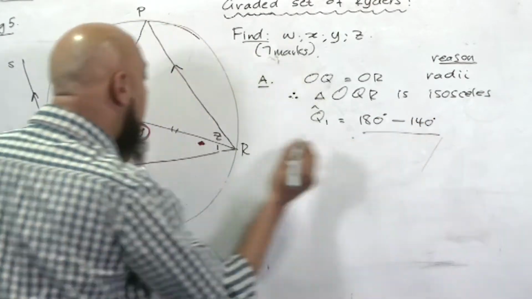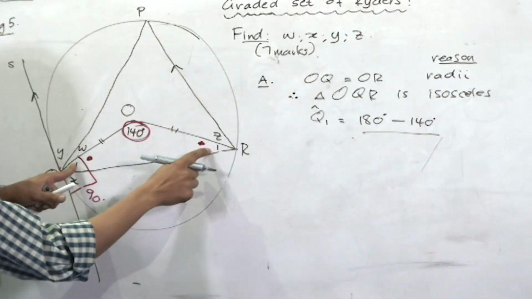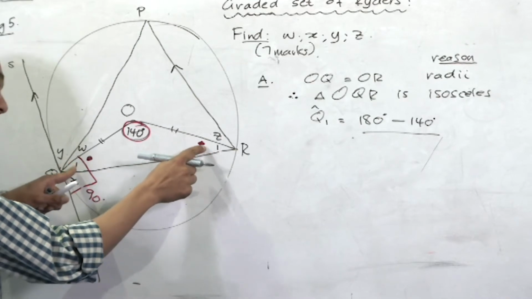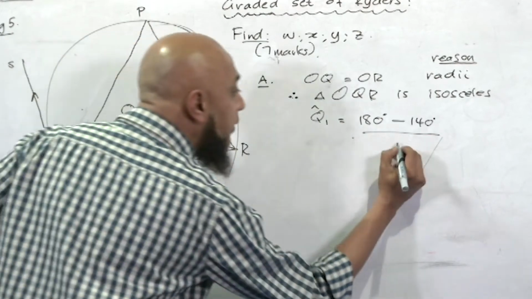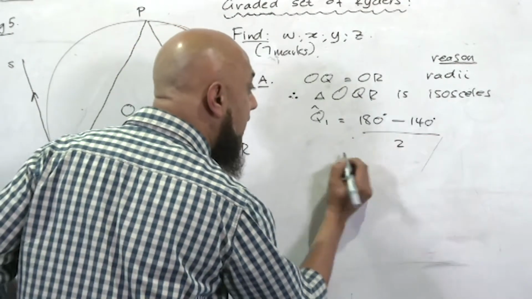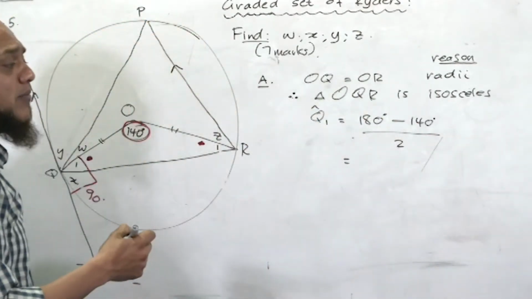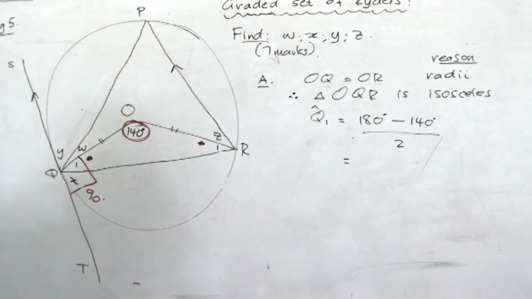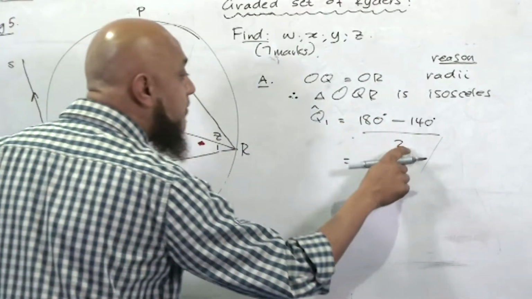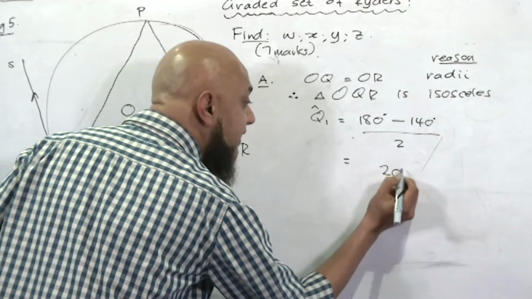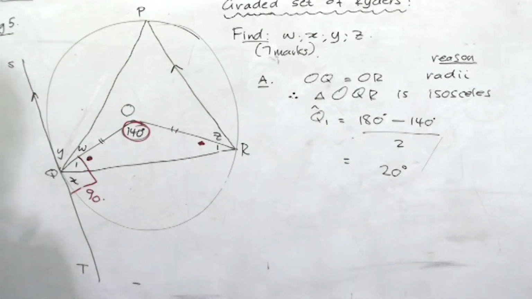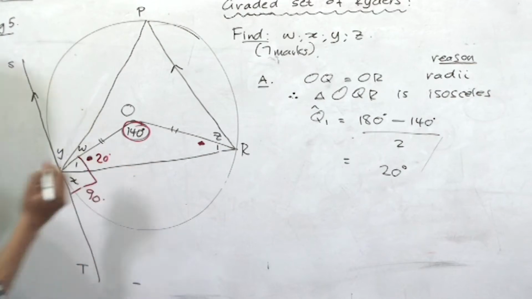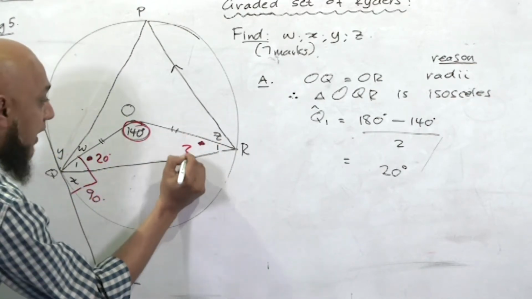Now 180 minus 140 will give me the sum of these two. Now we know these two are equal. Therefore we divide by 2 in order to get Q1. So 180 minus 140 is 40 degrees, and 40 divided by 2 is 20 degrees. And there we go. Angle Q1 we now have as 20 degrees. Okay, and we know that R1 is also 20.